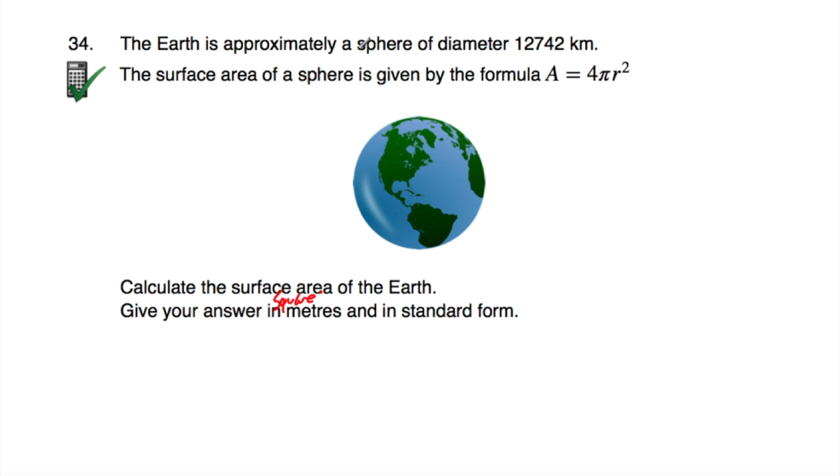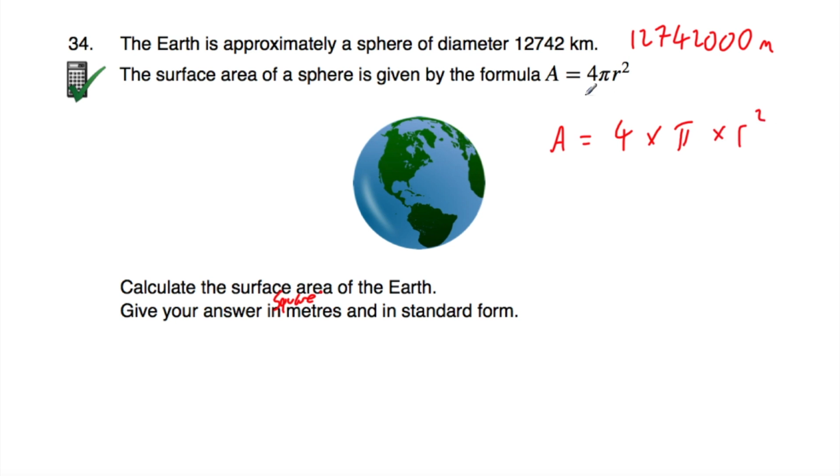Okay, so the first thing I've noticed is that the diameter that they've given us is in kilometers. So let's multiply that by 1,000 to get it into meters. So that would be 12,742,000 meters. That would be the diameter of the Earth in meters.